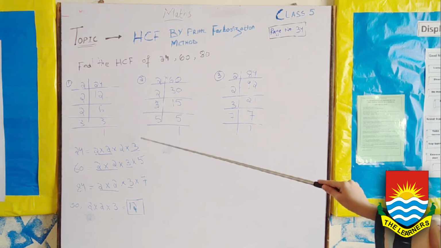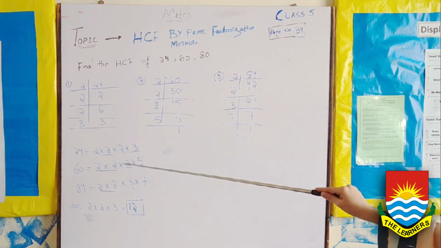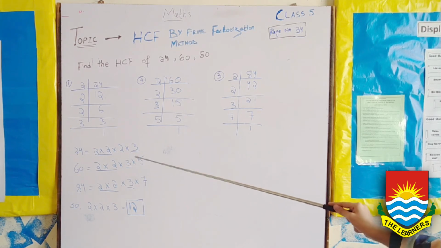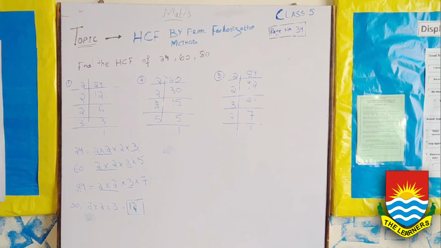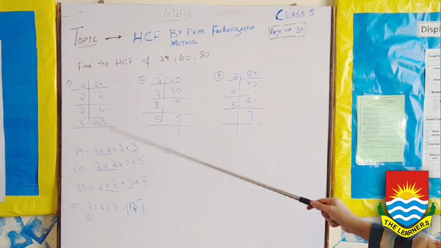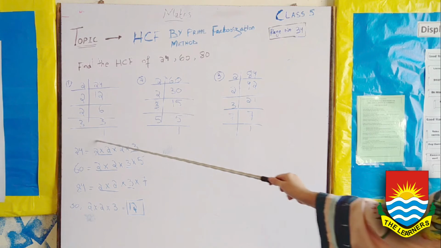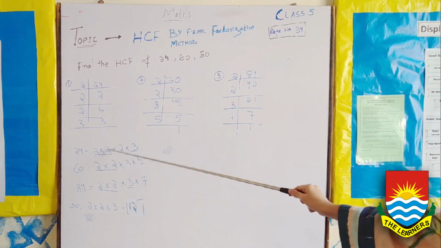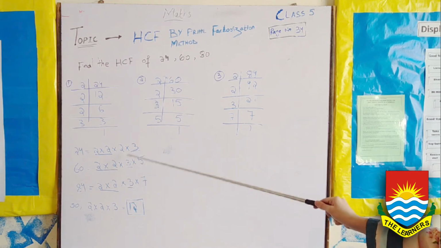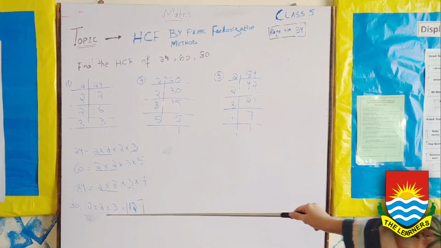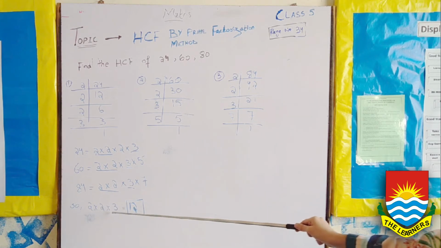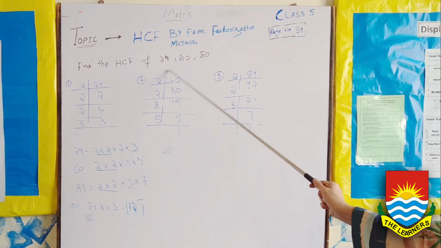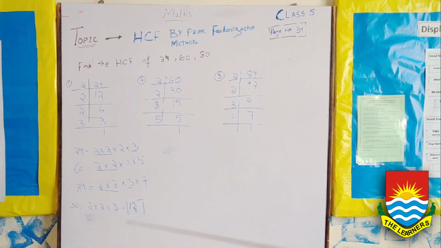But here 5 is not present, and 7 is not present, here 7 is not present, here 5 is not present. So we cannot take 5 and 7 as common factors. We have to take those factors which are included in all the numbers. 3 is present in all the numbers. So we take the common 2, 2 multiplied by 3, which is equal to 12. So the HCF of 24, 60 and 80 is 12.